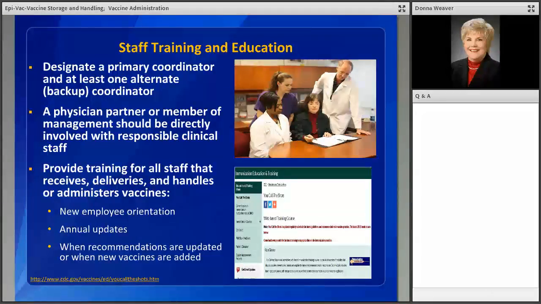There should be one person in your facility who takes primary responsibility for vaccine storage and handling management. And there should also be at least one alternate or backup person who can take over in the absence of the primary coordinator. We also recommend that a physician partner or member of management be directly involved in seeing that these SOPs are carried out. And storage and handling training should be provided to all staff who receive, handle, or administer vaccines during their orientation, during annual updates, and anytime recommendations change or new vaccines are added to your inventory.